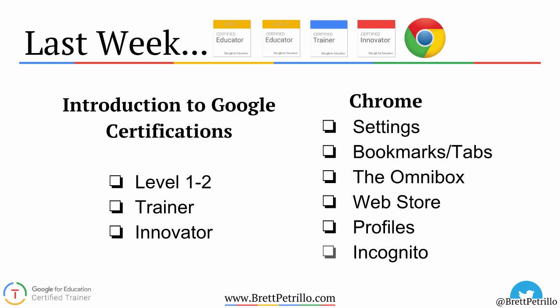All right. Last week, we took a look at the different levels of being certified, from Certified Educator 1 and 2. We looked at the Trainer certification and the Innovator certification. We then dove more deeply into Chrome, specifically the options and settings. We took a look at the functionality of the bookmarks and tabs and the Omnibox. We explored all the cool things the Omnibox can do. We took a look at the web store and what you can get there, and also how to toggle back and forth between different profiles within Chrome. And we explored the benefits of going incognito.